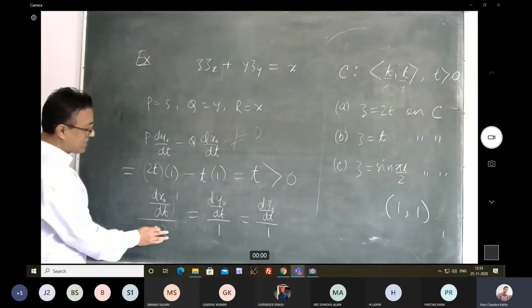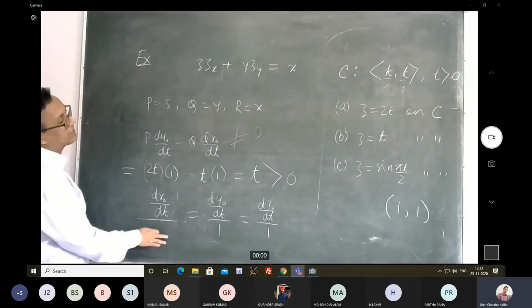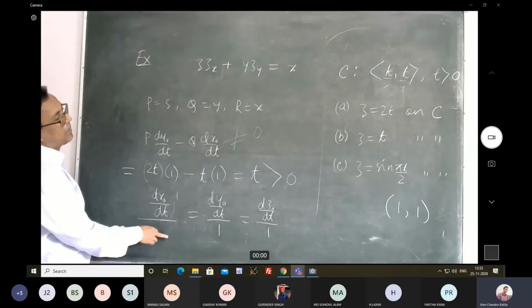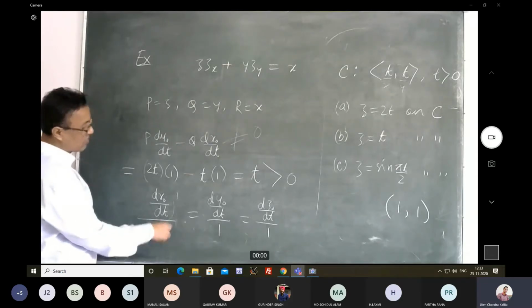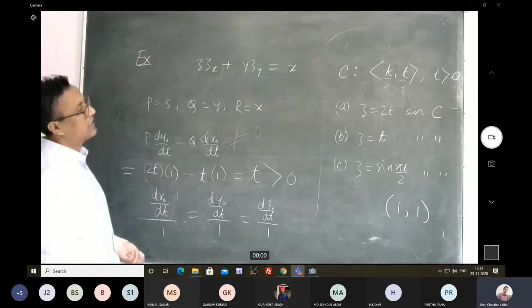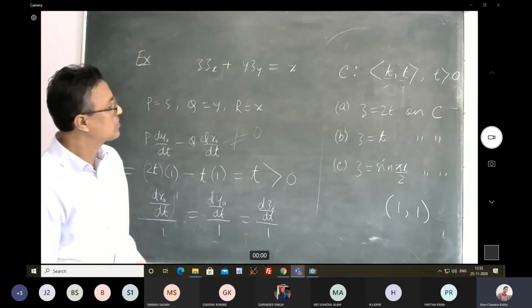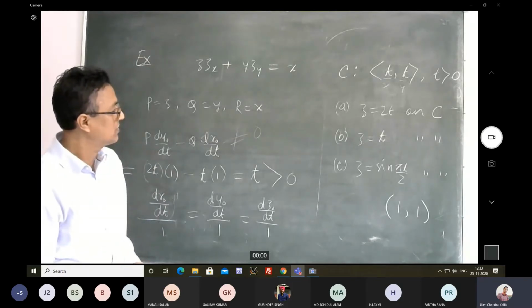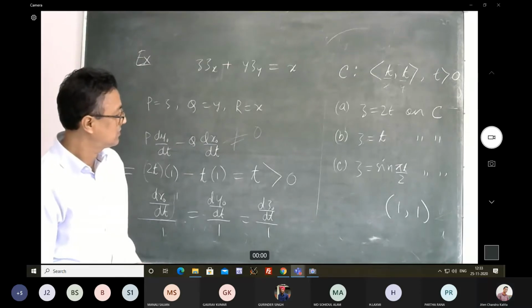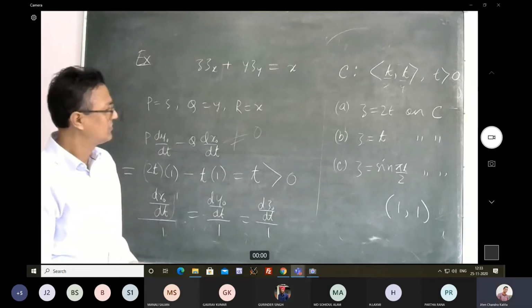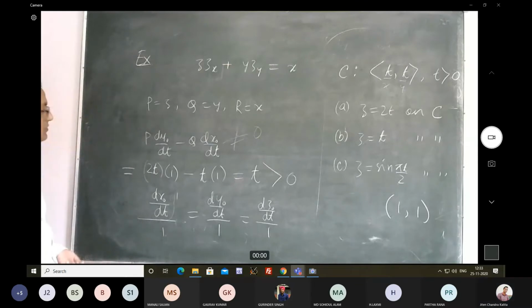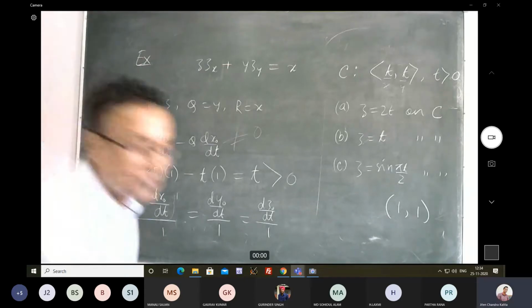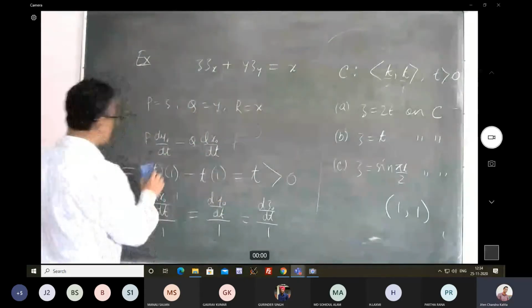And in the third case, this is sine pi t by 2. So this is again going to be 1, 1, 1. I think this is going to satisfy or not? Third case, are they going to be the same? Just a minute. Sorry.